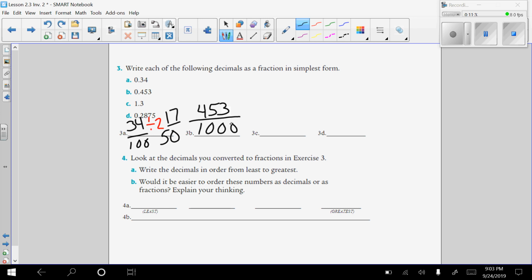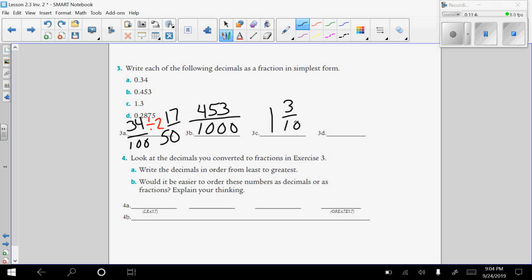C is 1 and 3/10. 1 is the whole number, meaning that and, when you say it, there's your decimal point, and 3/10. And that is also in simplest form.